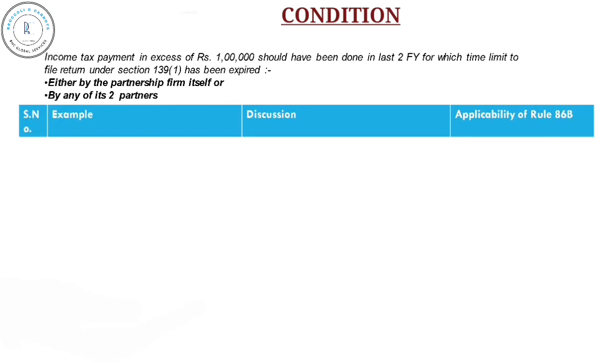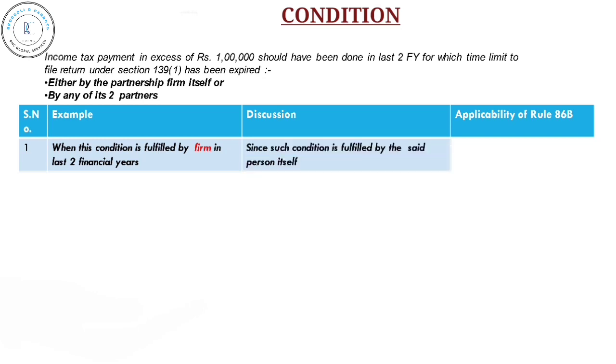Serial number, Example, Discussion, Applicability of 86B. 1. Example. When this condition is fulfilled by the firm in the last 2 financial years. Discussion. Since such condition is fulfilled by the said person itself, applicability of Rule 86B: Not applicable.